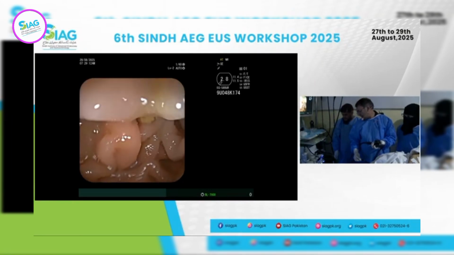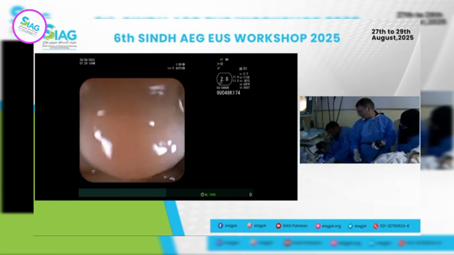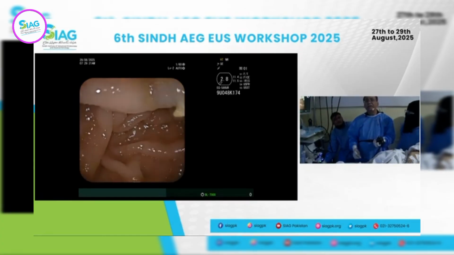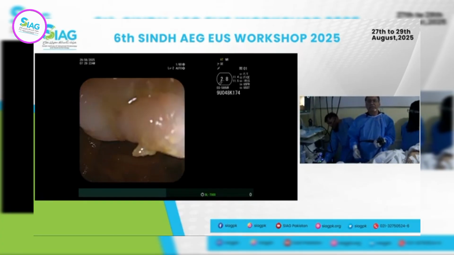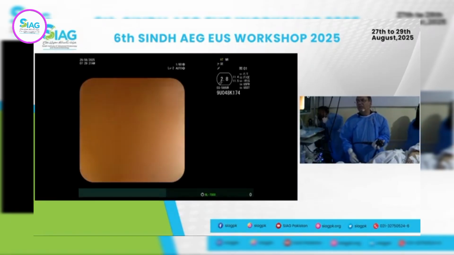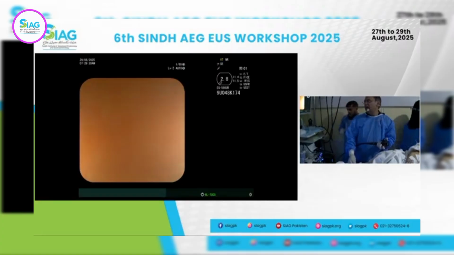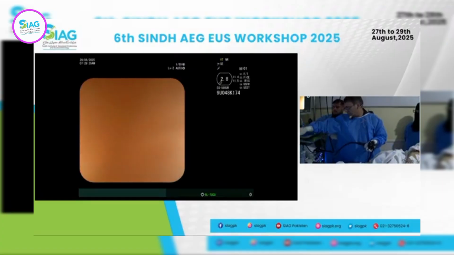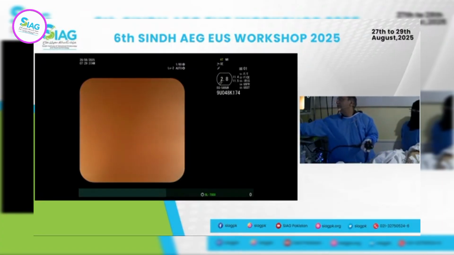Can you reduce the suction a little? Don't turn it off, just reduce it. Okay. So it was suctioning quite aggressively. That's why I asked him to decrease the suction. Okay, system.